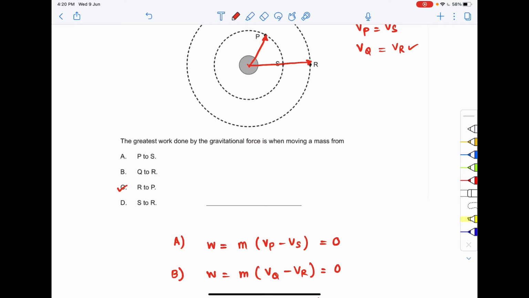Similarly, you can find out option number D, the work done, it will come out to be less than 0. Okay, leave it as a homework to you. So the correct option is option number C.